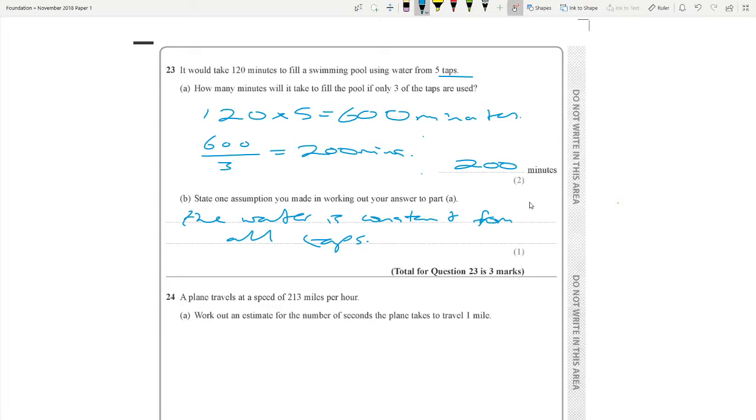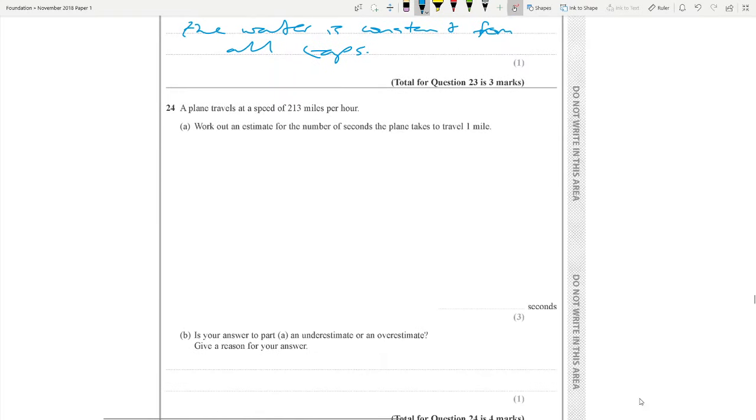Okay, question number 24. We've got a plane travels at a speed of 213 miles per hour. Work out an estimate for the number of seconds the plane takes to travel 1 mile. So it says estimate. When you're estimating any number, you have to round it to one significant figure. So 213 will round down to 200 miles per hour.